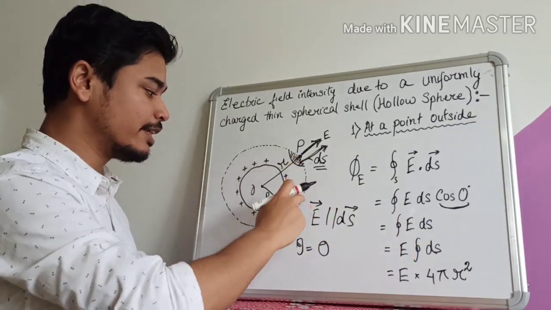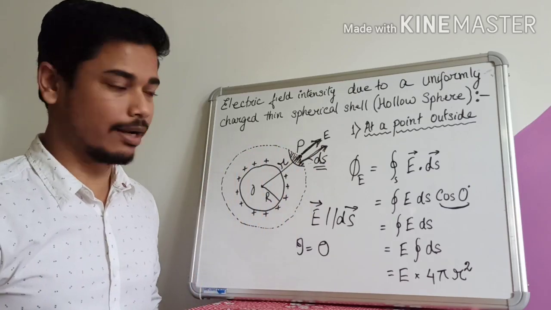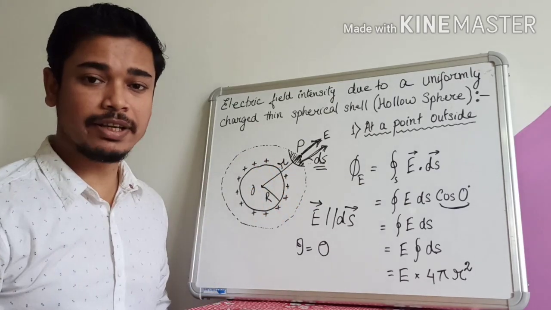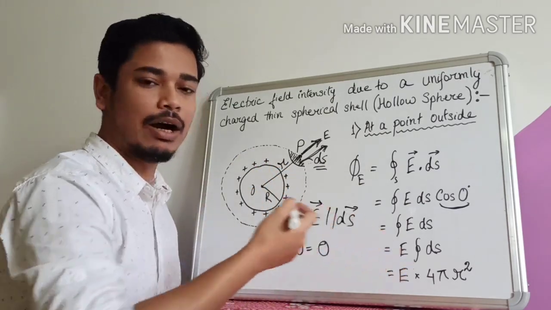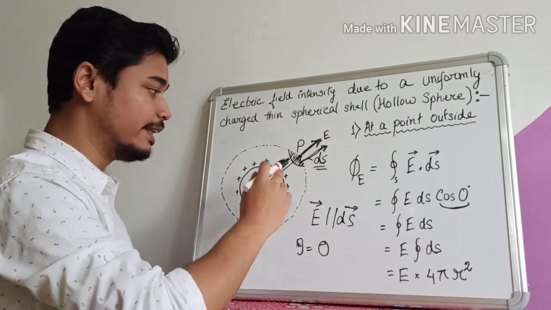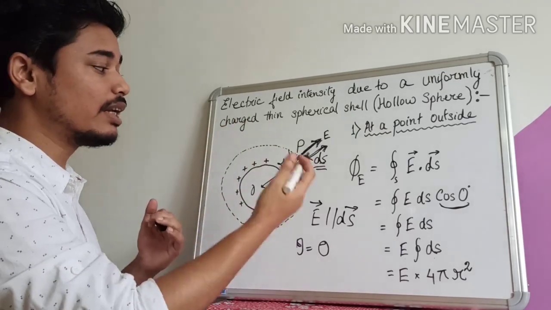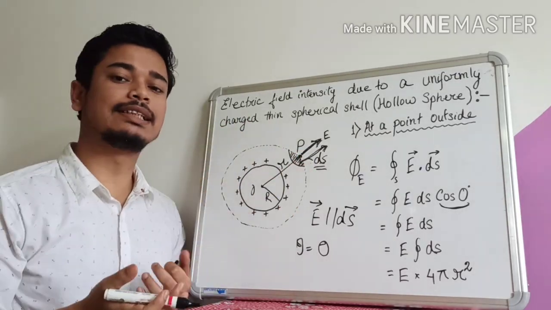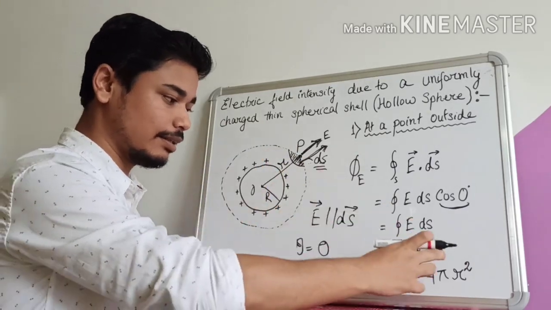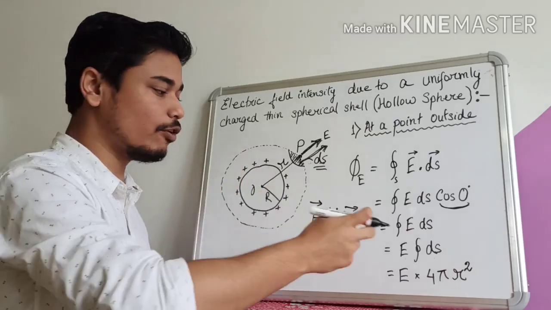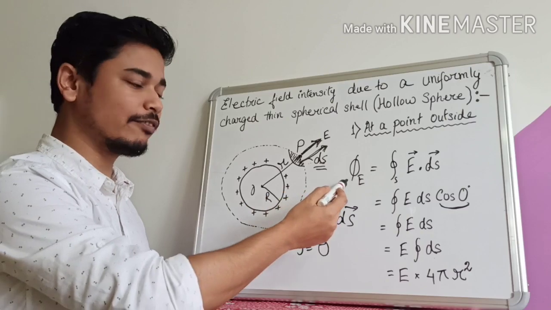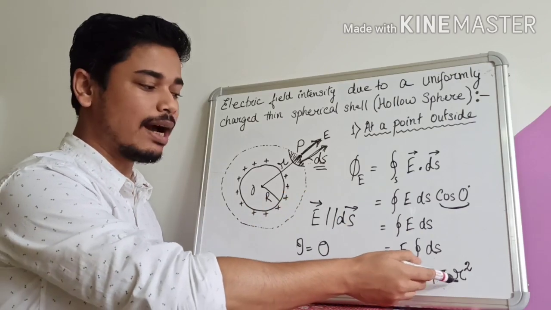Now, since the electric field is constant at every point of this outer sphere, we keep E outside the integration. If we integrate ds for this whole surface, what are we going to obtain? We are going to obtain the surface area of this outer sphere. So what is the value of the area for this outer sphere? That is 4 pi r square. So what do we have? The electric flux is E into 4 pi r square.